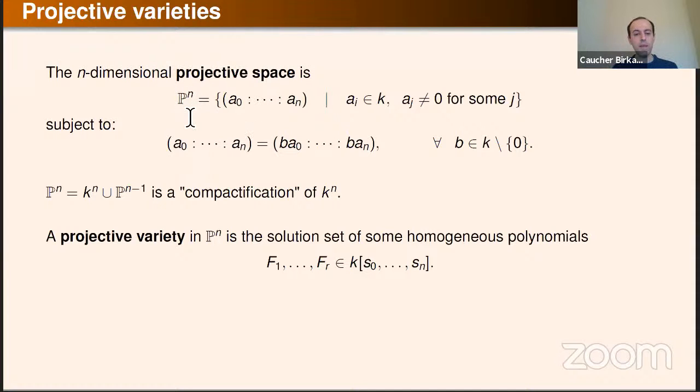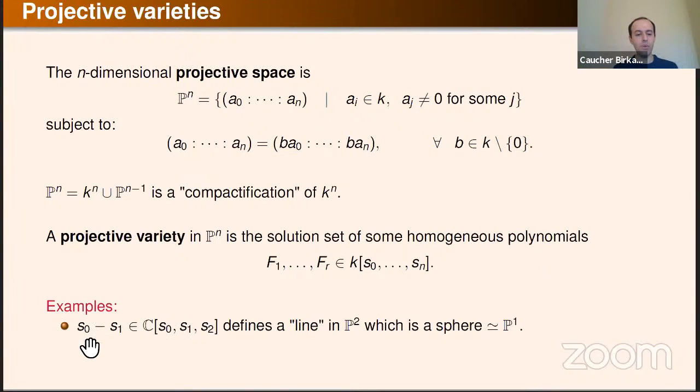Now that we have this ambient space, we can define projective varieties. A projective variety inside Pn is now the solution set of a collection of polynomials, let's say f1 to fr, which are homogeneous. This is just for technical reasons. Homogeneous means that all the degrees in the polynomial should be the same. Otherwise, it would not make sense to say that a polynomial vanishes at a point, because the coordinates of points are not unique. They are determined up to multiplying by some number. So that's why we have to take homogeneous polynomials.